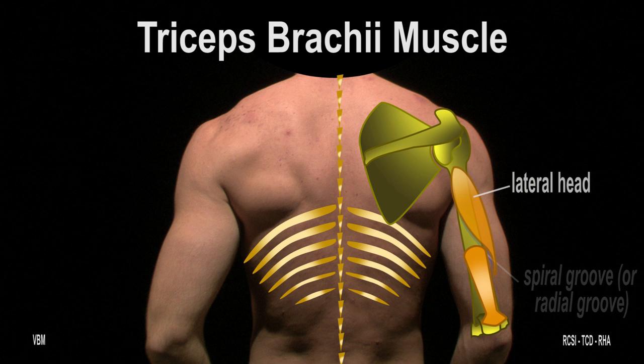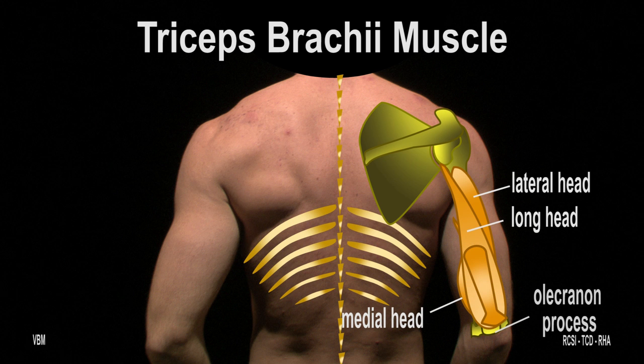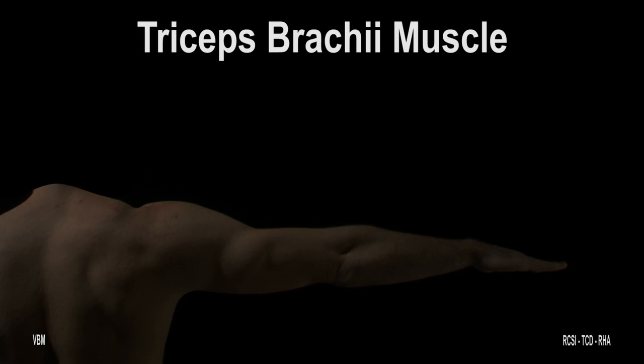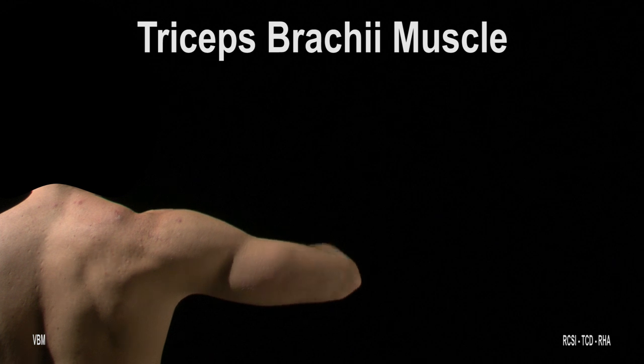The 3 heads converge and insert to the posterior part of the upper surface of the olecranon process of the ulna and the posterior capsule of the elbow joint. The olecranon is palpable and forms a bony protuberance at the tip of the elbow. The triceps brachii muscle extends the elbow.